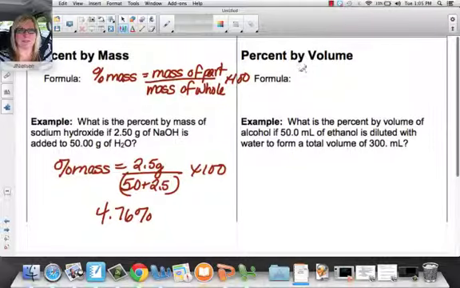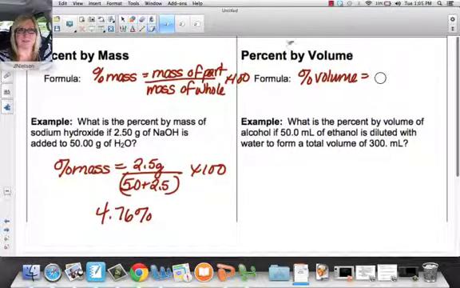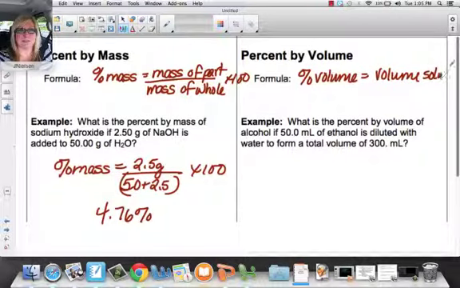Percent by volume: the percent volume equals the volume of solute over the volume of solution, times 100.